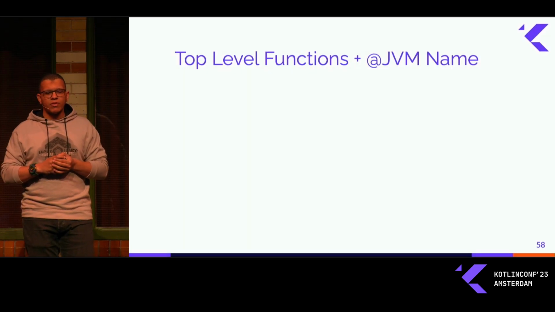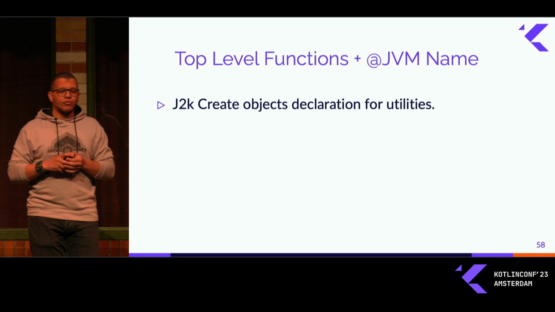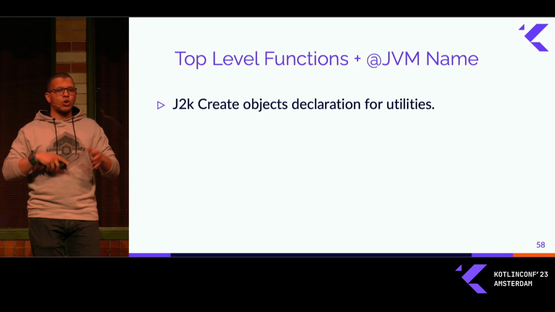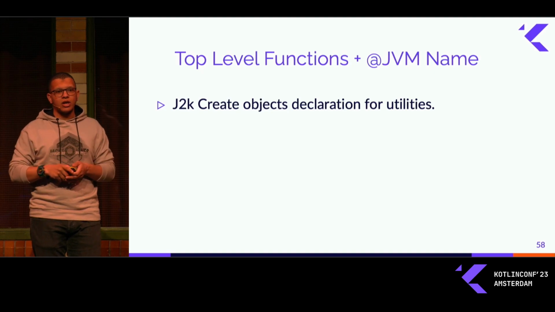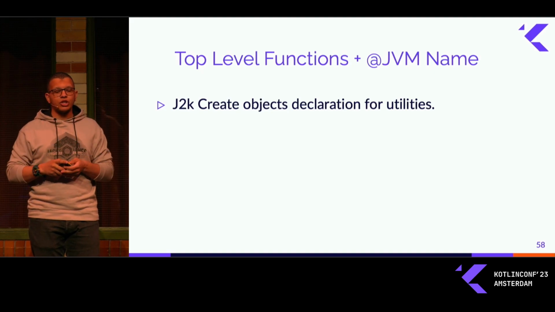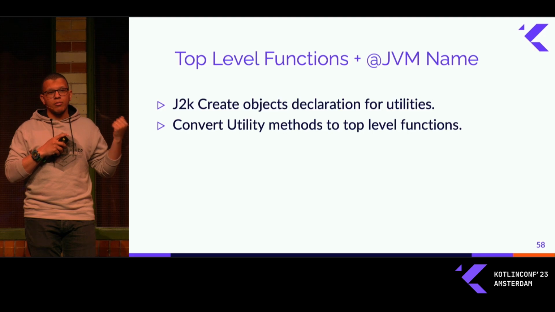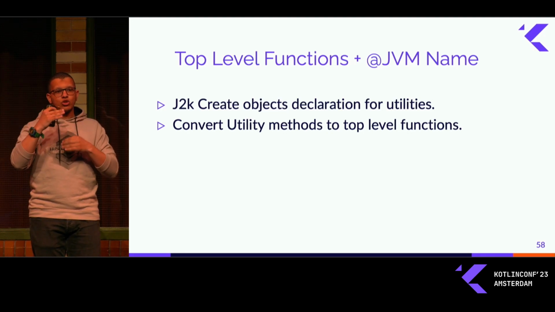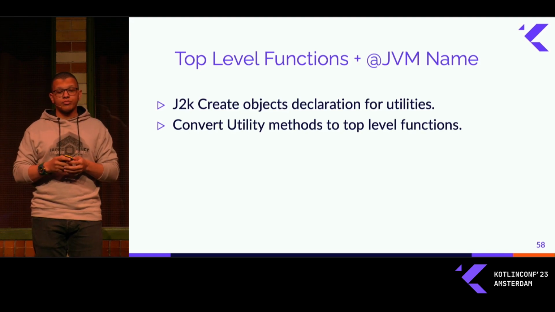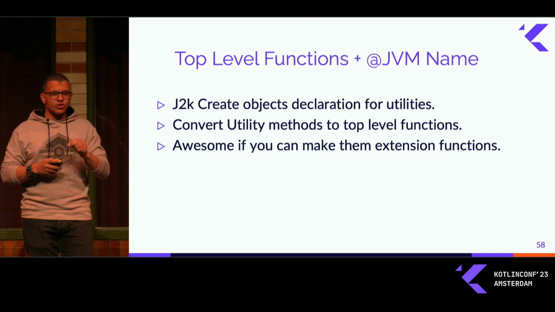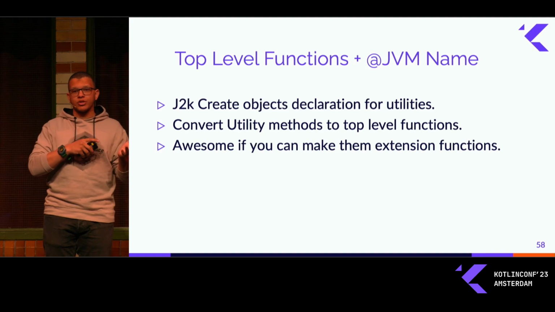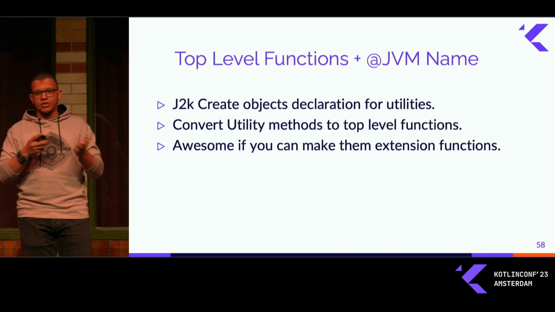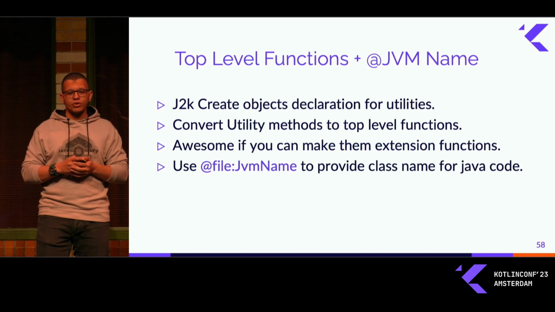All right, top-level functions and the JVM name. Usually when the J2K runs, we'll convert the utility into objects, right? An object declaration. But with Kotlin, you can convert the methods into top-level functions. We don't need a class or an object to store our functions in. And this represents a great time to move your functions into extension functions. That would be a really good opportunity for that.